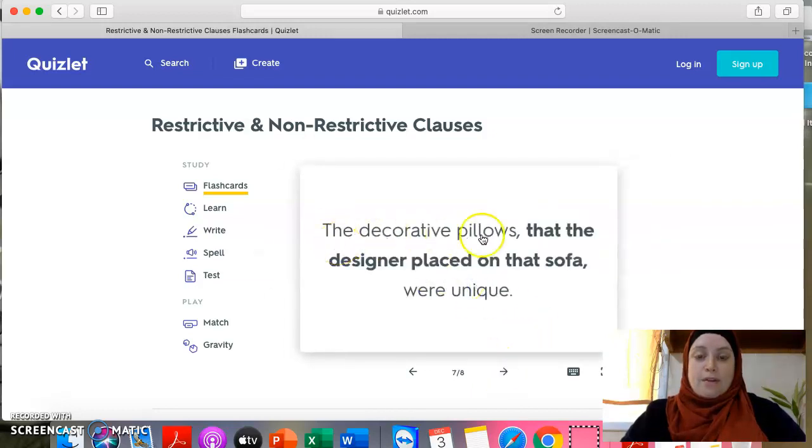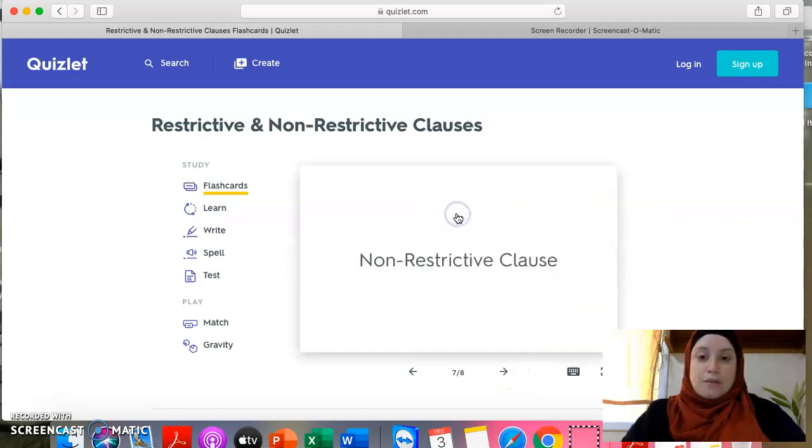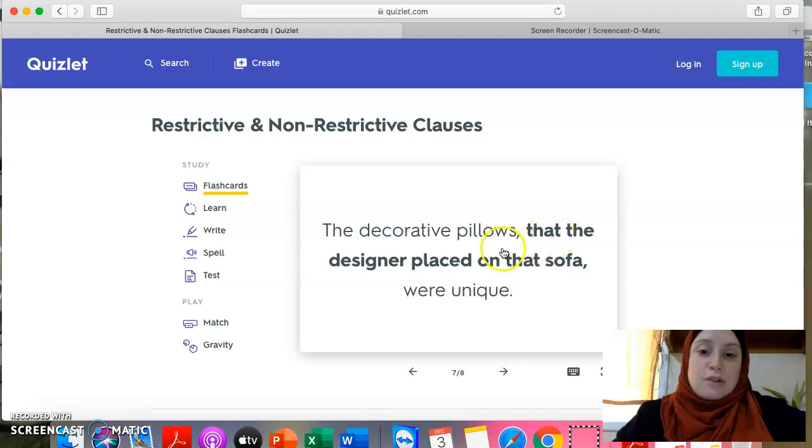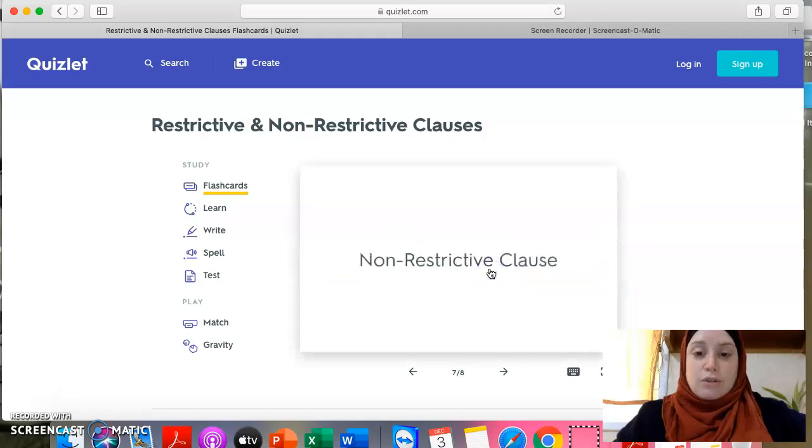We see here, "The decorative pillows, that designer placed on that sofa, were unique." We have a non-restrictive clause. Now, generally speaking, we see that the non-restrictive clause starts with "which," but in this case we have "that." So we refer to the commas, and the meaning of the sentence is still valid without the extra information, so we recognize this as a non-restrictive clause.